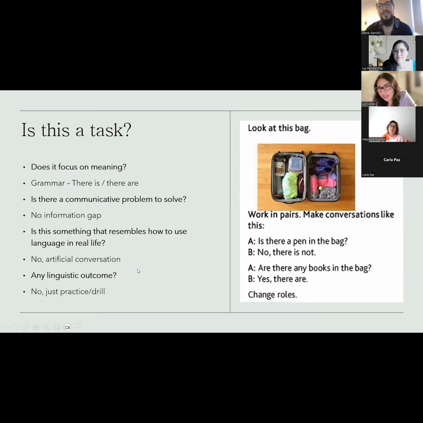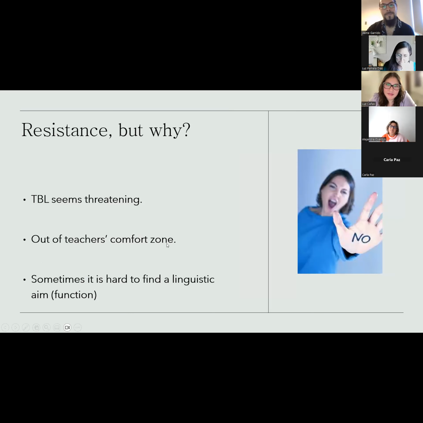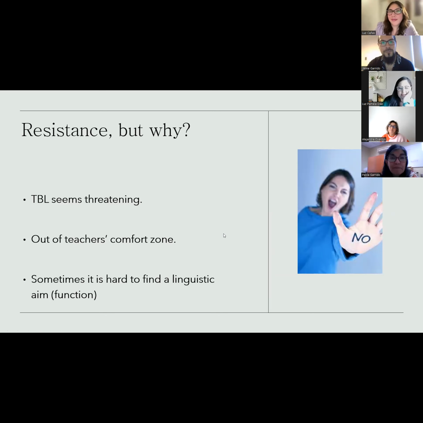No, just practice, just drilling, okay? So this is an exercise, not a task, okay? There is some resistance from teachers, okay? But why is there this? Some teachers feel unwilling to implement TBL.